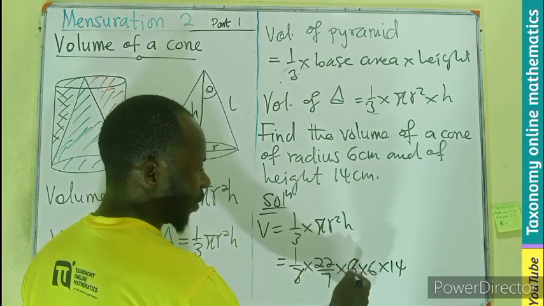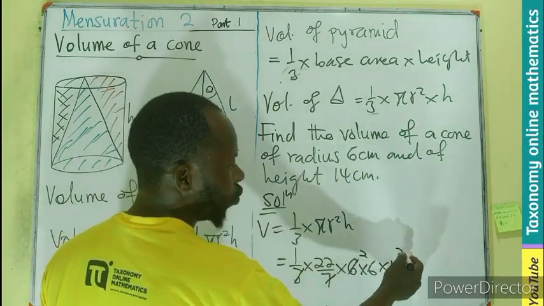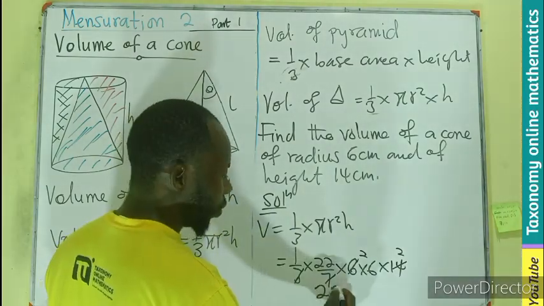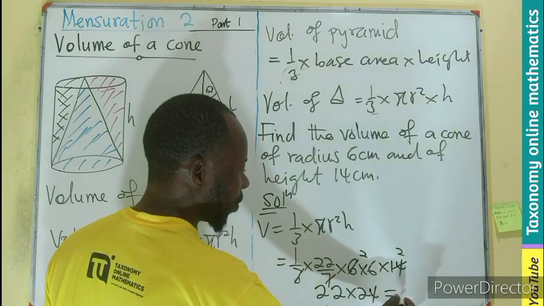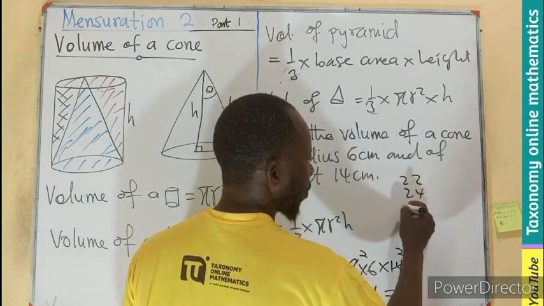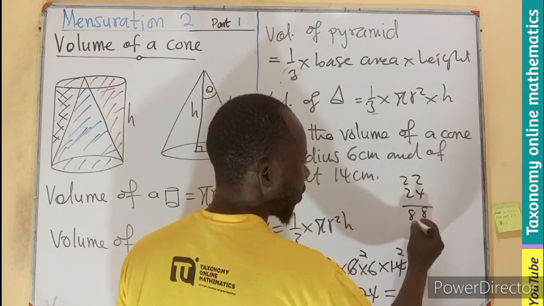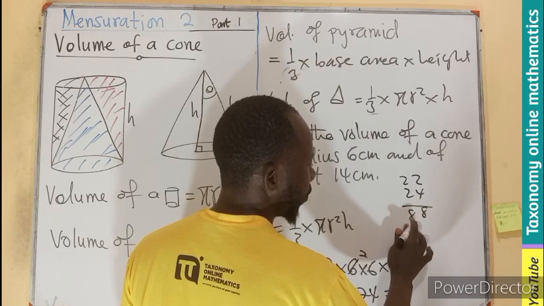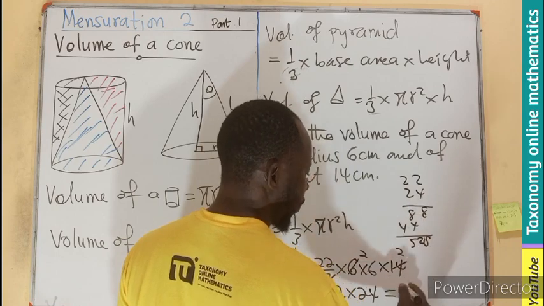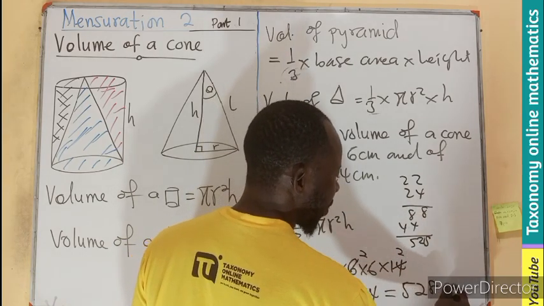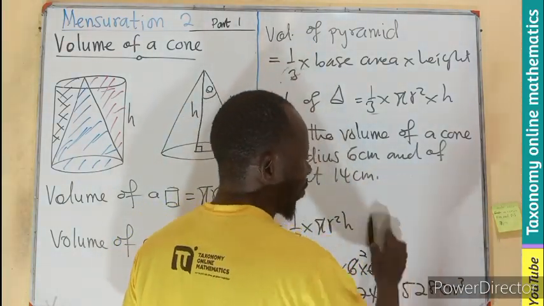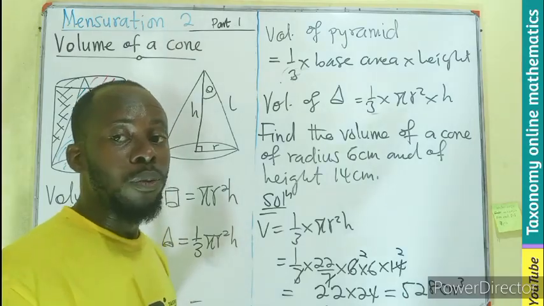So 3 will go here, 2. 7 will go here, 2. 2 times 2 is 4. 4 times 6 is 24. So 22 times 24. And when we multiply that, we have 8, 2, 5, so 528 centimeters cubed.